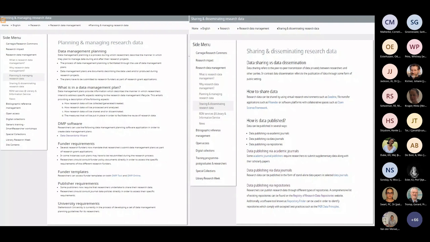What I should point out is that in terms of the inclusion of the data management planning software, even though that's included in the RDM regulations, there isn't an institutional solution that's available as of yet, but this will be discussed in a bit more detail.